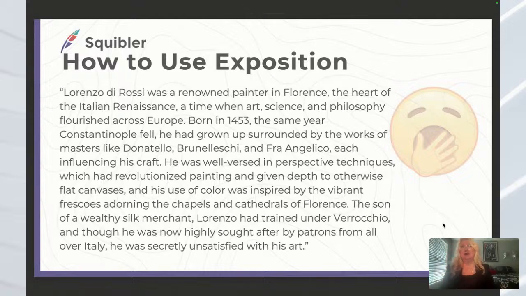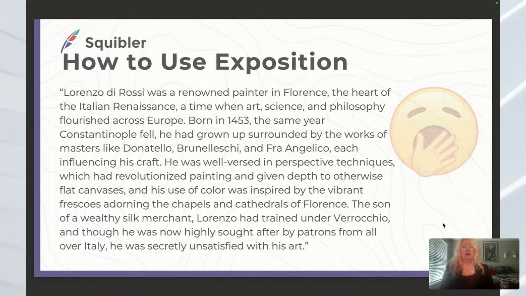So here's another example of a boring exposition, and then we'll see how a professional writer is going to change something like this. Lorenzo di Rossi was a renowned painter in Florence, the heart of the Italian Renaissance, a time when art, science, and philosophy flourished across Europe. Born in 1453, the same year Constantinople fell, he had grown up surrounded by the works of masters like Donatello, Brunelleschi, and Fra Angelico, each influencing his craft.